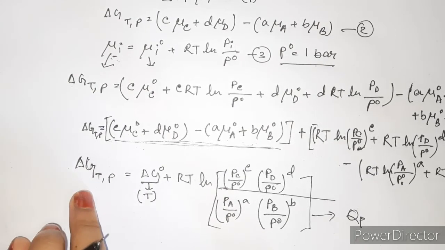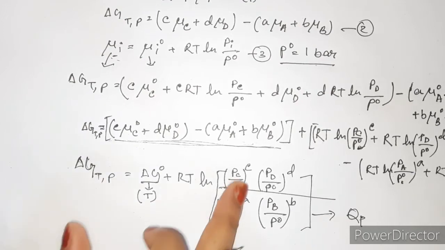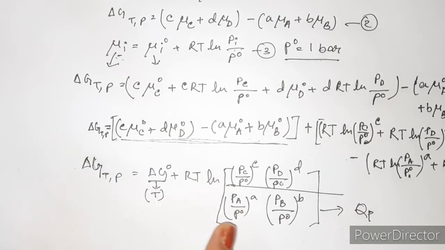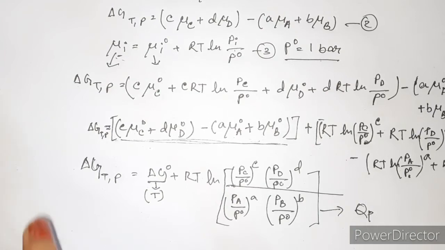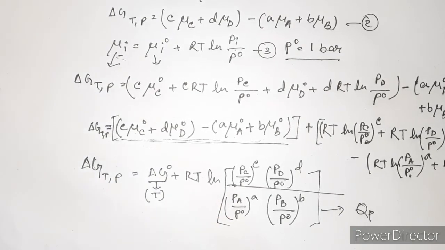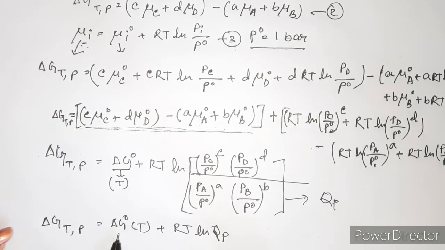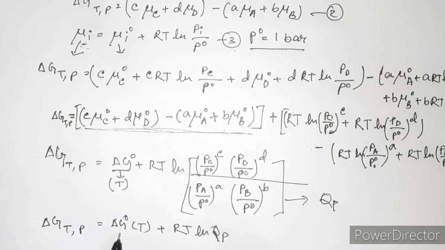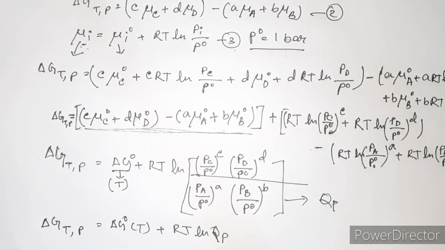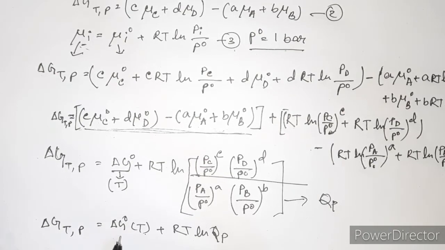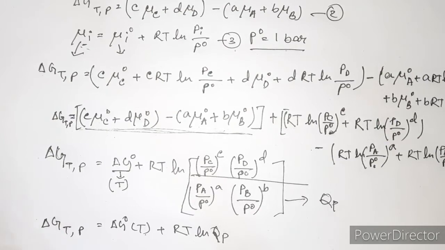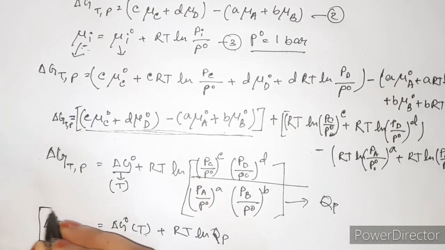So the change in del G is only dependent on this Qp part. This equation can be written as del G T,P is equal to del G 0 T plus RT ln Qp. This T represents that del G 0 is only dependent on T. It is not multiplied by T. This del G 0 is only a function of T, that's why T is written here.